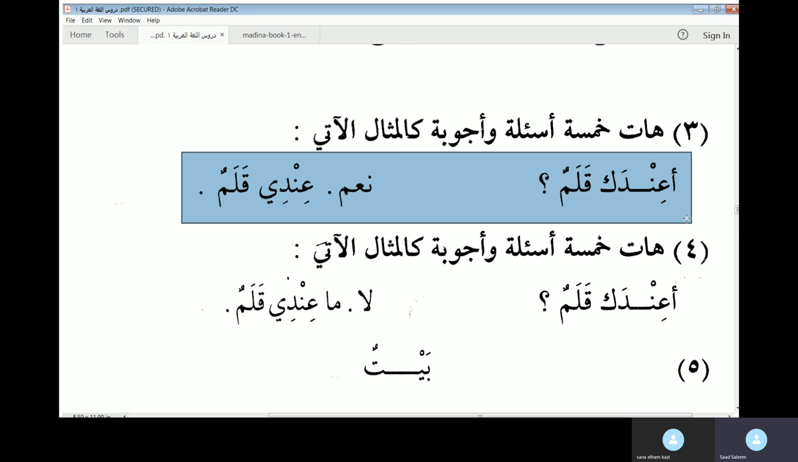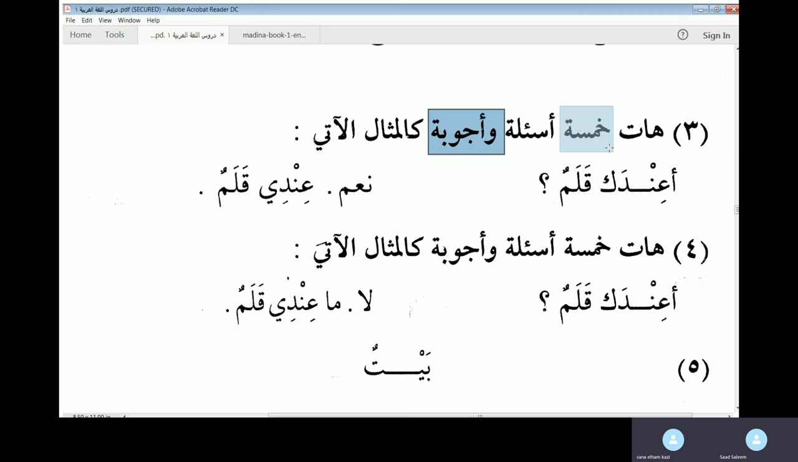So, bring two questions or three. Brother, after wa, is there kasra or dhamma? Wa ajwibatin, kasra, because of wa? Or why? Because of Khamsa. Yes. Khamsa has effect on both Asila and Ajwiba. Khamsa, you will learn this later. But let me tell you that counting from 3 to 10 is used as Mudaf and Mudaf Ilayh. So Khamsa is between 3 and 10. Khamsa will be Mudaf and Asila and Ajwiba will be Mudaf Ilayh. So inshallah you will learn it later. Is wa ajwibatin one word, brother, or is wa the connecting word in between? Wa means and. Connecting between. Ajwibatin, answers. Okay.